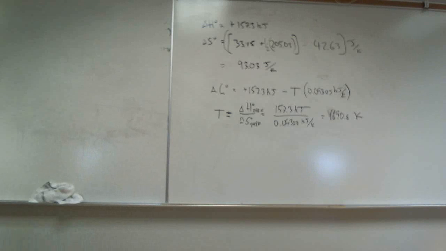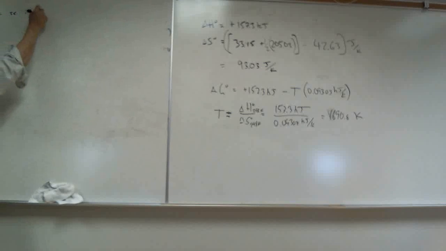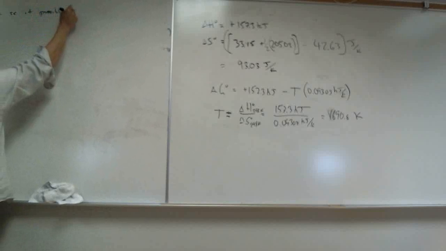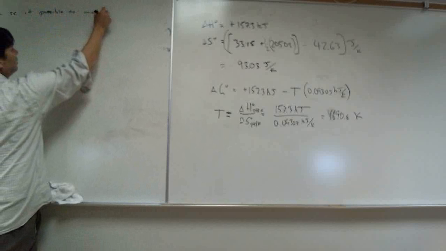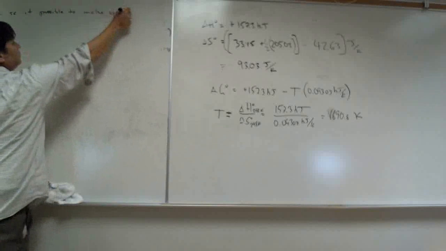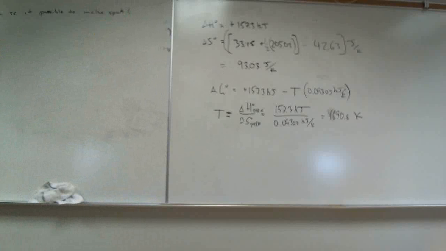And so the next part of this is, yes, this was a reaction we could make spontaneous by increasing the temperature, but could we leave the temperature at 298? And so at 298 Kelvin, is it possible to make it spontaneous? Well, if we don't change the temperature, then the only thing we can change is what? The pressure or the concentrations. In other words, we have to go non-standard.